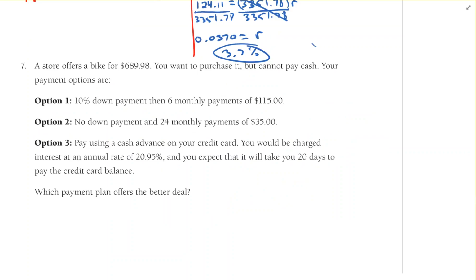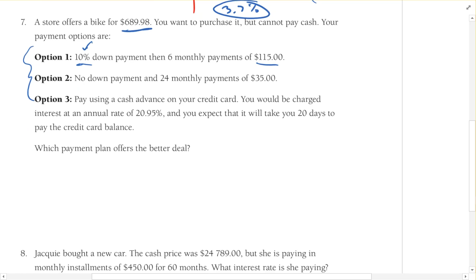Okay, number 7. The store offers a bike for $689.98. You want to purchase it but cannot pay cash. Your payment options are... So in these type of questions, all we got to figure out is you just have to actually do all these different operations here to figure out which is actually going to be the least or the most cost effective in the end. So option 1 is going to be 10% down payment and then 6 monthly payments of $115. So first off, let's figure out what 10% down payment would be on $689.